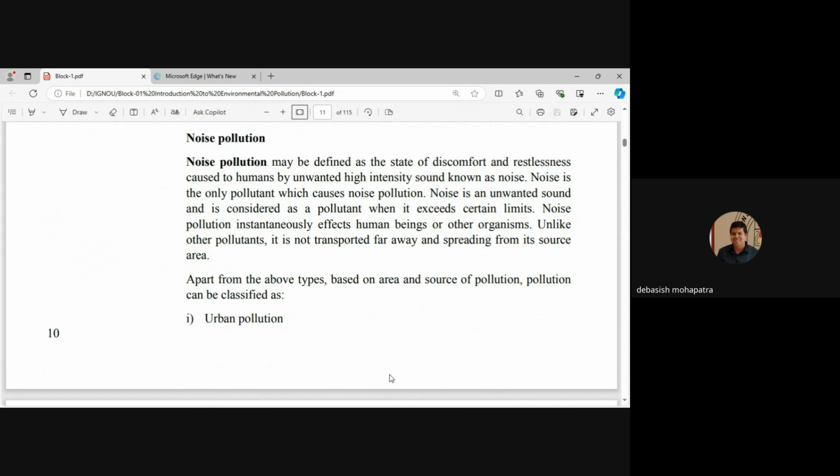We call these types of sounds pollution. Many times we see people driving bikes with the silencer not working properly. That is also a part of sound pollution because it irritates. So any sound which is irritating you, we call it sound pollution.